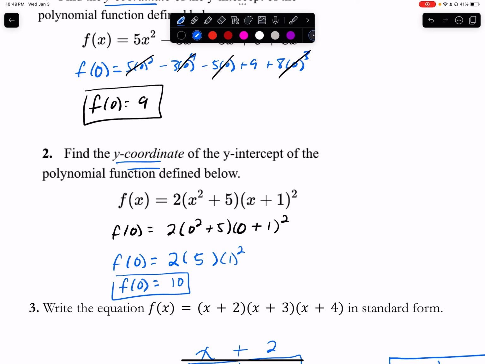Okay, so just be familiar with that because the algebra comes into play when you're writing things in standard form here. It's a good way to check if you know the y-intercept, if you look at the graph and you write something in standard form.